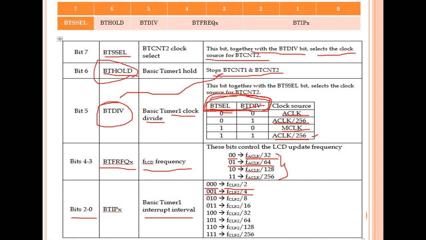This is about your basic timer 1. Thank you.